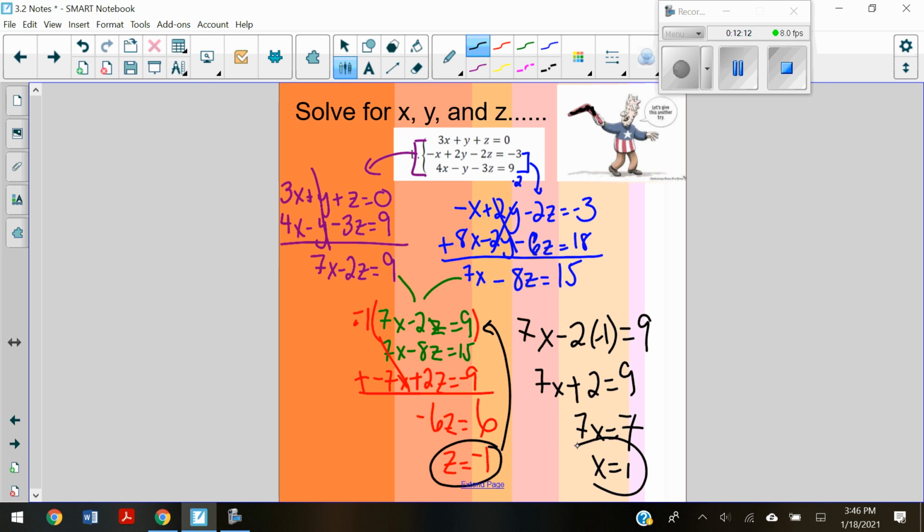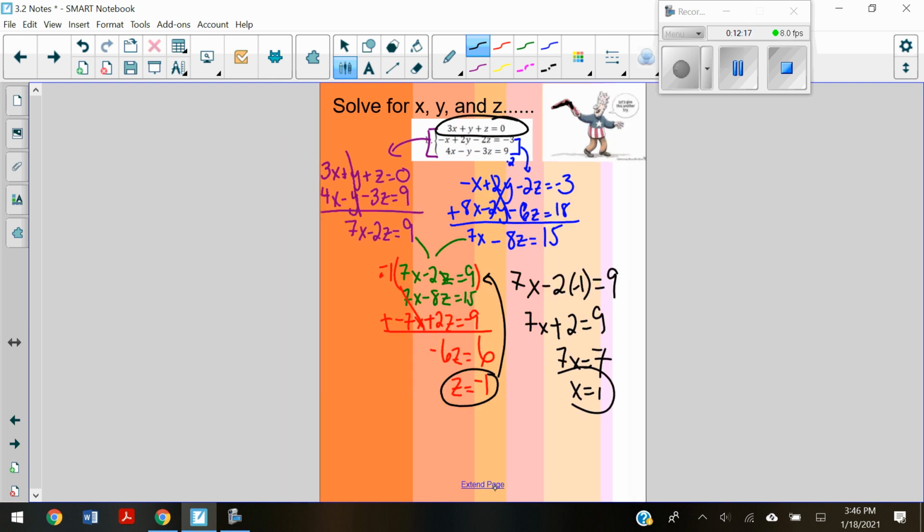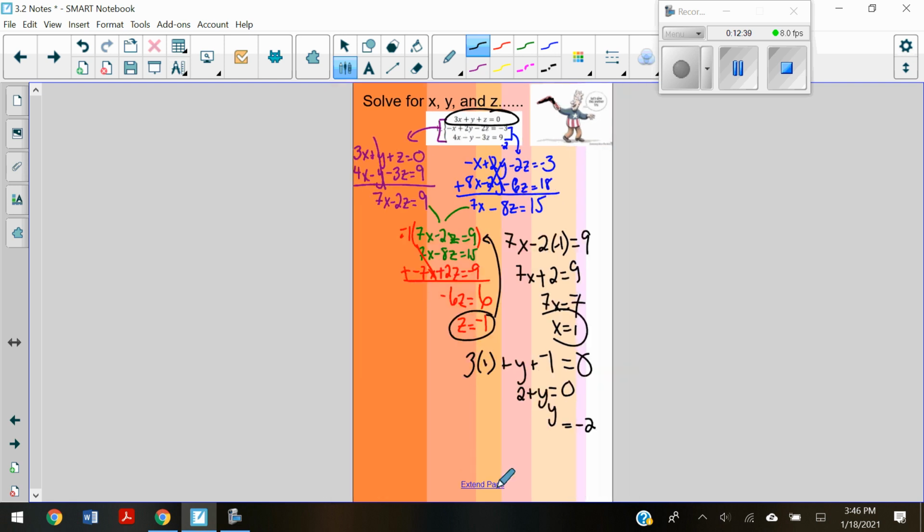I see the first equation looks the easiest for me, so I'm going to plug it into there. So I get 3 times 1 plus y plus a negative 1 equals 0. So we end up with 3 minus 1, so 2 plus y equals 0. So that means that y has to equal negative 2. Y equals negative 2. So I get 1, negative 2, negative 1.